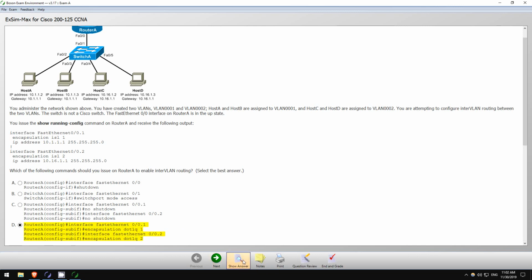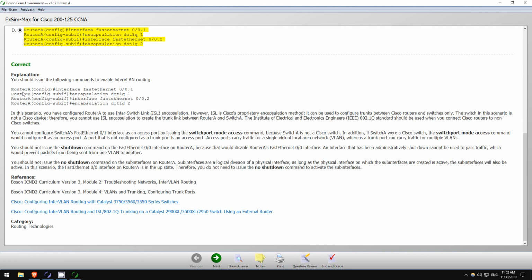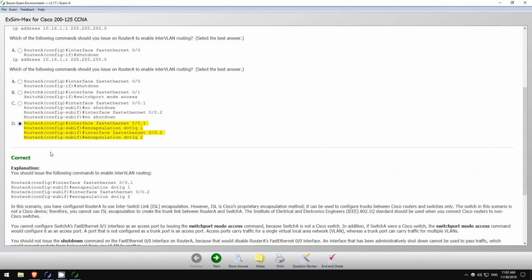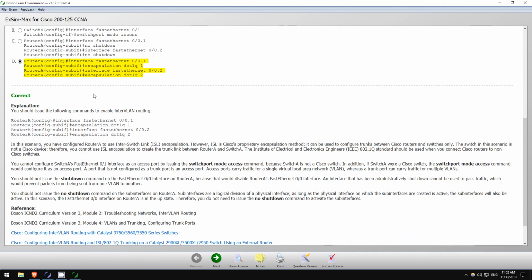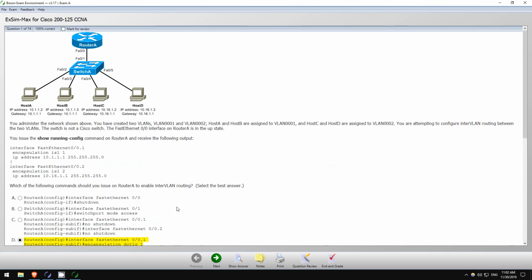Let's hit show answer, and we got it correct. Here it has an explanation for why this is the correct answer, and then also explanations for each of the incorrect answers, explaining why they are incorrect. And then here are references to both Boson's courseware, and then some links to Cisco documentation so you can read up further. Okay, let's go to the next question.